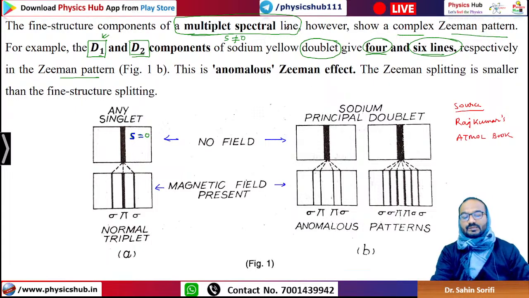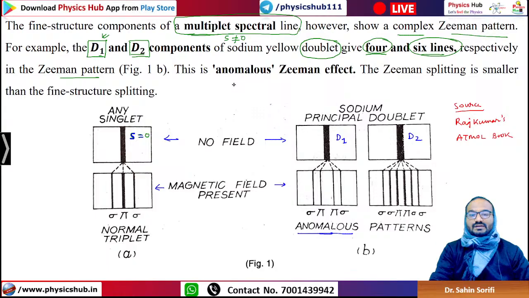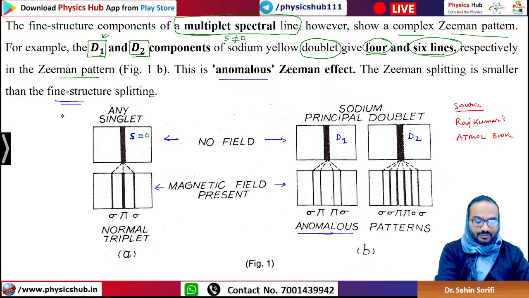Here we have a multiplet spectral line, and this is the example of the anomalous Zeeman effect. You can see this is the D1 line, which gets split into 4 lines, 2 pi and 2 sigma, and this is the D2 line, which is split into 6 lines. This is known as the anomalous Zeeman effect. In this Zeeman effect, the Zeeman splitting is smaller than the fine structure splitting. I hope you got an overall idea about the Zeeman effect. If anyone has any question, you can ask.